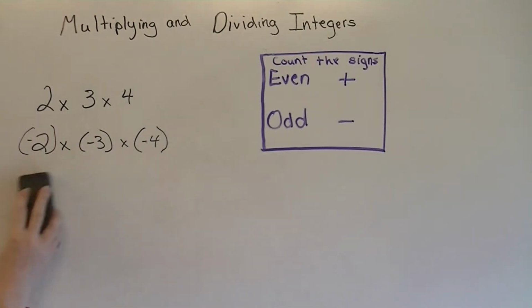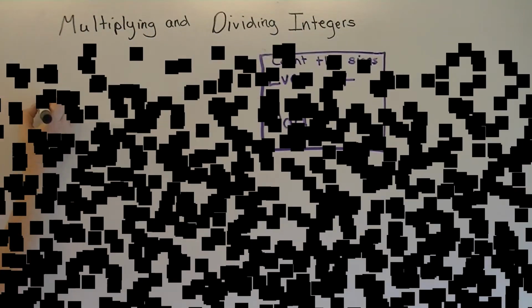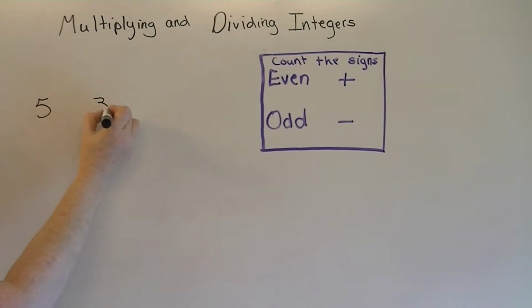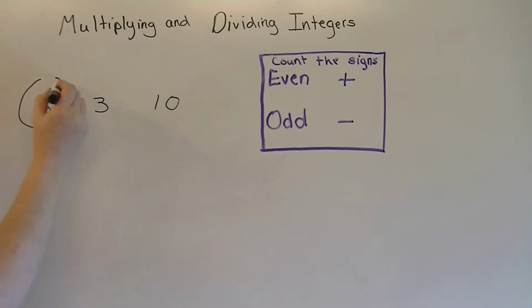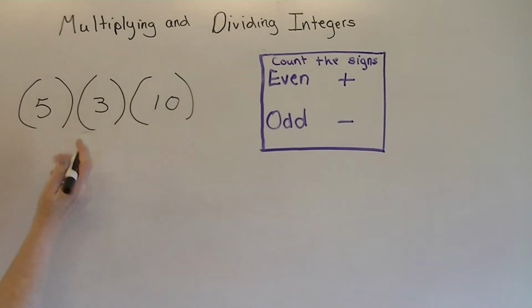Let's take a look at another multiplication problem. Let's say that you have these numbers, 5, 3, and 10. Well, this time, instead of writing the multiplication sign, I'm going to put each number in parentheses. And because I don't have a plus or minus in between the parentheses, this means to multiply. So this is a multiplication problem, just written a different way.